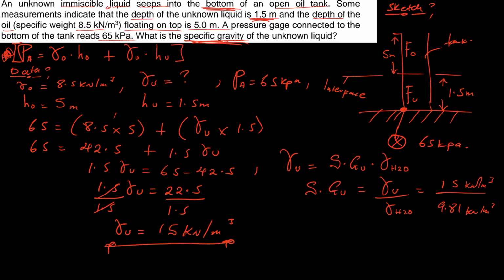And if we do our division, we have the specific gravity of the unknown fluid equal to 1.53 rounded off. Specific gravity doesn't really have units, it's dimensionless, and this will be your final answer. Now this can look like a handful, but with a little bit of practice you get a hang of it.